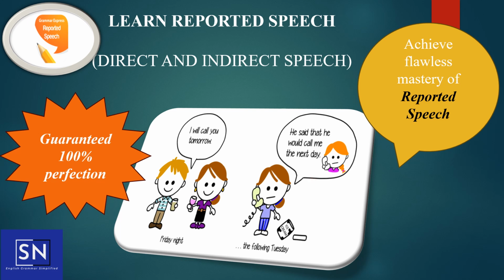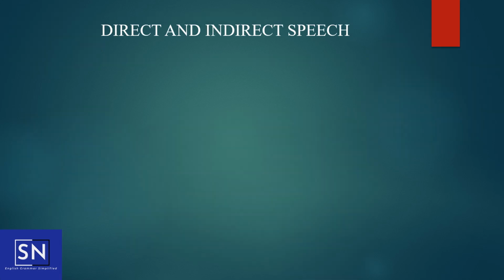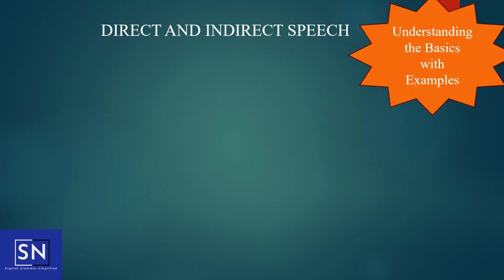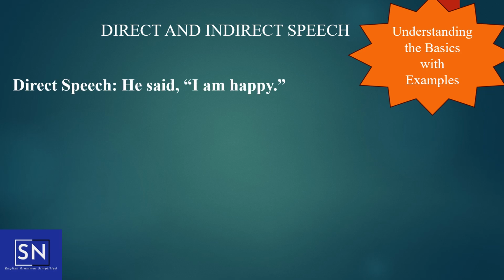Let's learn reported speech with the rules in detail. Direct and indirect speech are reported speech. Let's understand this with basic examples. Let's look at the first example. Direct speech: He said, "I'm happy." To convert this sentence into indirect speech, follow these steps.